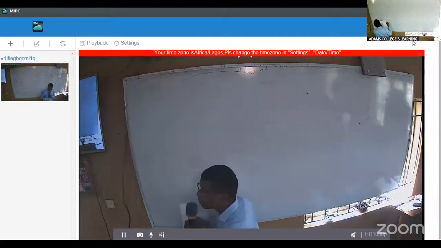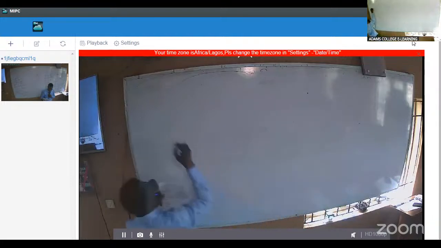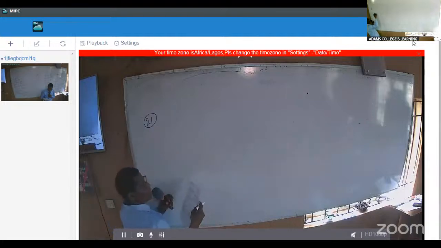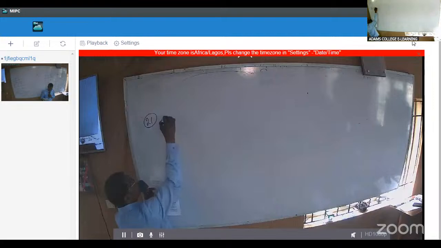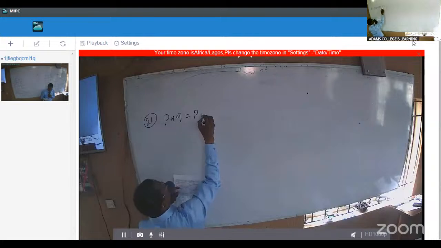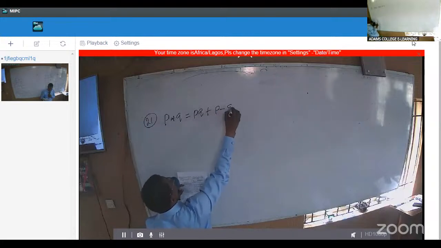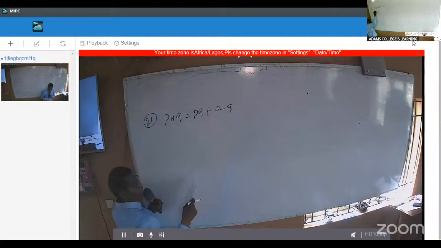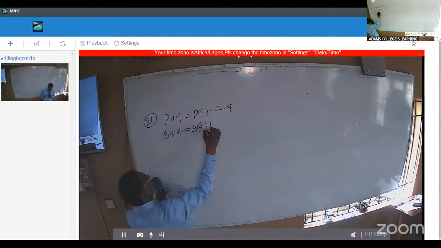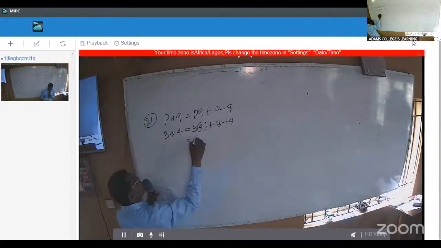Let's go. 21. We have done binary operation in all the classes. Abby? P asterisk Q equals PQ plus P minus Q. You must start from the one in bracket, Abby. 3 asterisk 4. That will be 3 into 4 plus 3 minus 4. That's 12 minus 1. Is that 11?